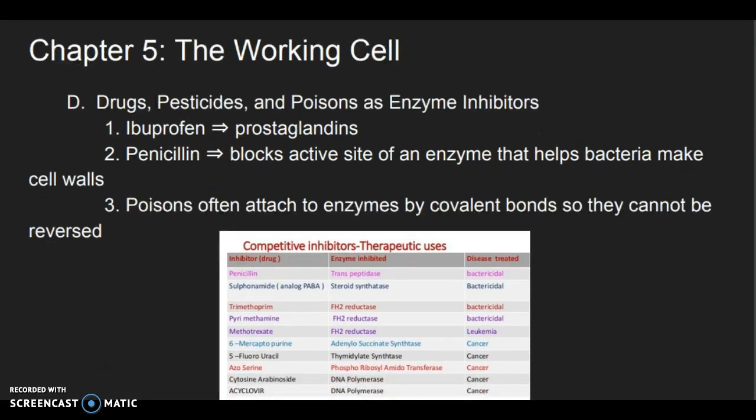Now, to get a little deeper into specific types of enzyme inhibitors, different drugs, pesticides, and poisons can be seen as enzyme inhibitors. Ibuprofen blocks prostaglandins, and penicillin blocks active sites of enzymes that help bacteria make cell walls. And poisons often attach to enzymes by covalent bonds so that they cannot be reversed.